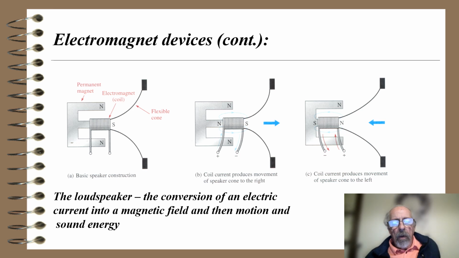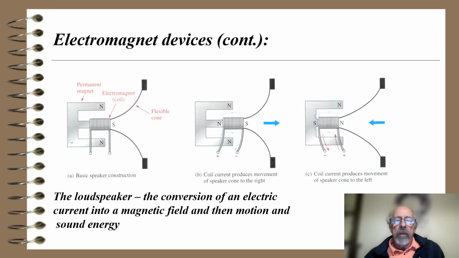That would be basic speaker construction. Now, if a coil current produces movement of the speaker cone to the right, that is, if I've energized the coil with a DC voltage, there'll be opposition and the coil will move to the right. If I change the flow of DC current into that coil, it'll move to the left.